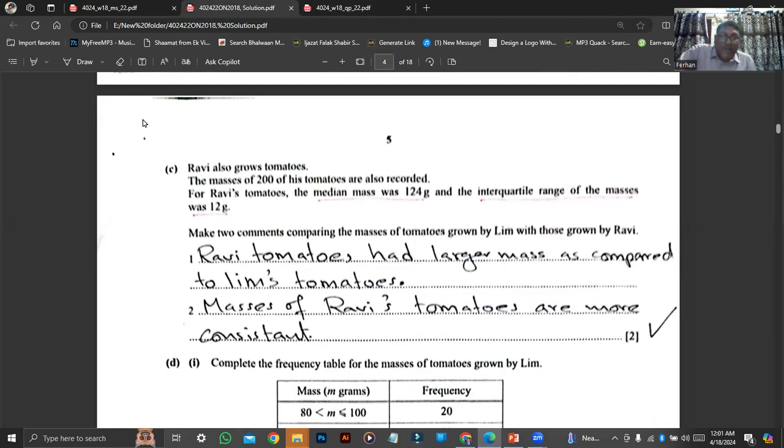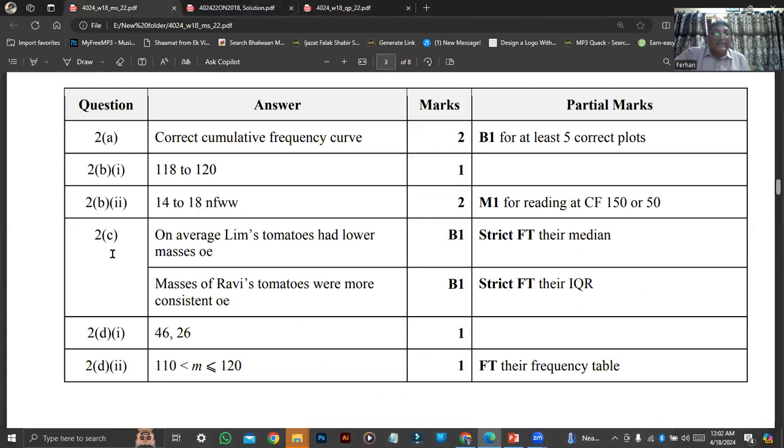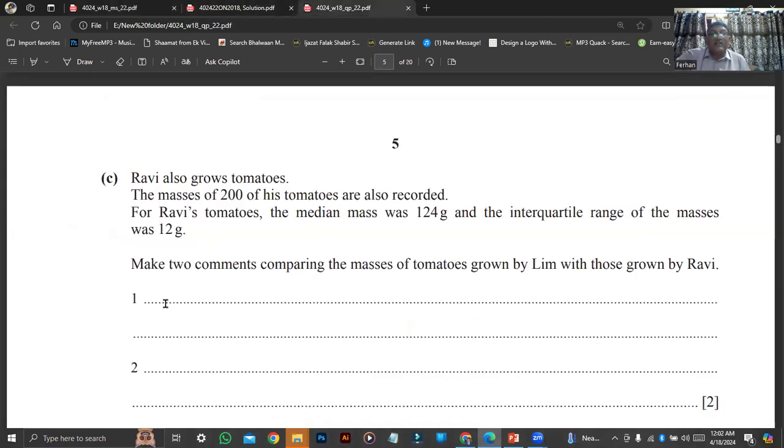Okay, so my answers are that Ravi's tomatoes have larger mass compared to Lim's tomatoes because they have a larger median, and the masses of Ravi's tomatoes are more consistent because they have a smaller interquartile range. So these are my answers. C part, the answers are showing up on your screen. You can pause the video, take your time with this. Okay, so we are going to the next part.